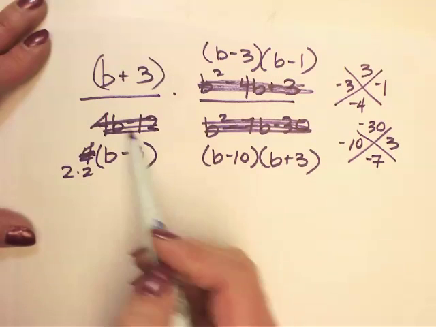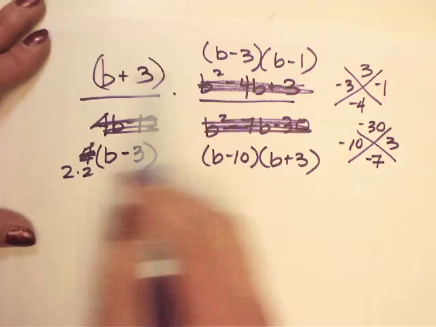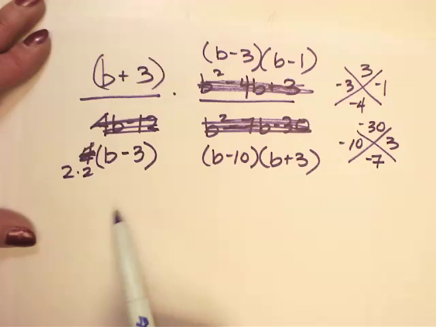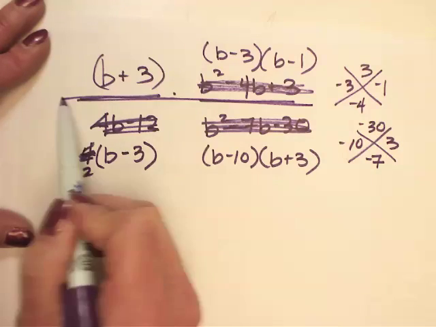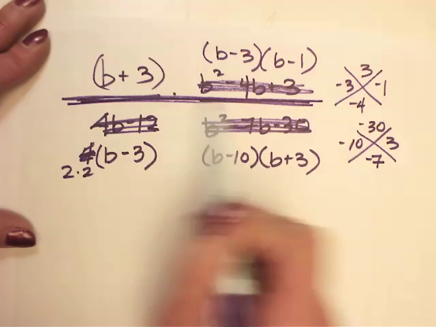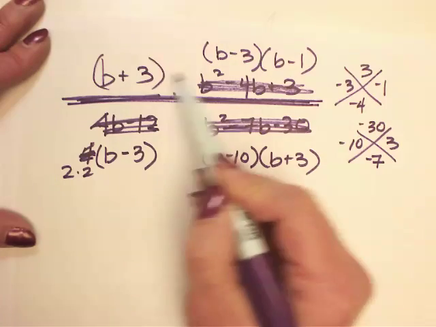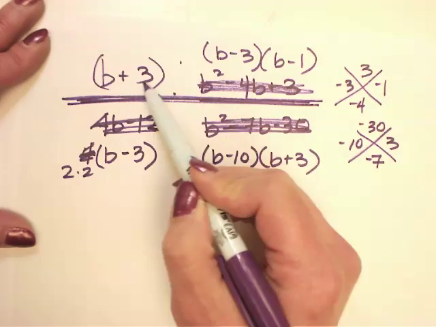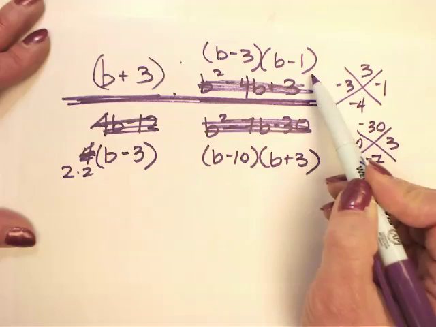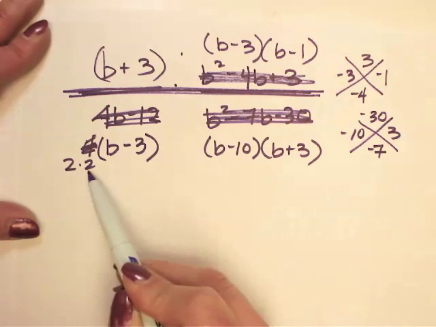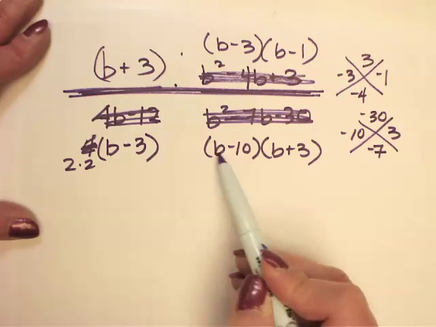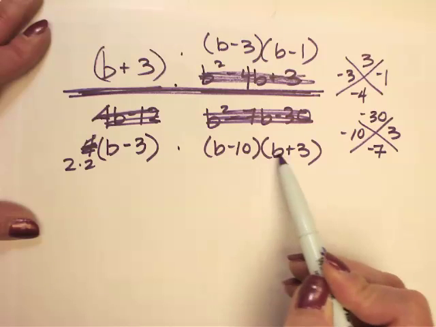I'm going to go to step 2. After everything's completely factored, step 2 says extend that fraction bar all the way across. Now these are my factors on the top: b plus 3, b minus 3, b minus 1. On the bottom, I have 2 times 2, b minus 3 times b minus 10, b plus 3.